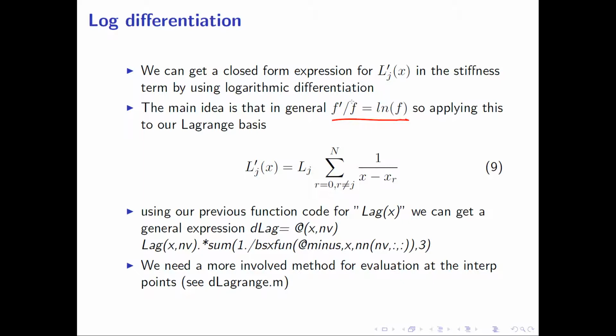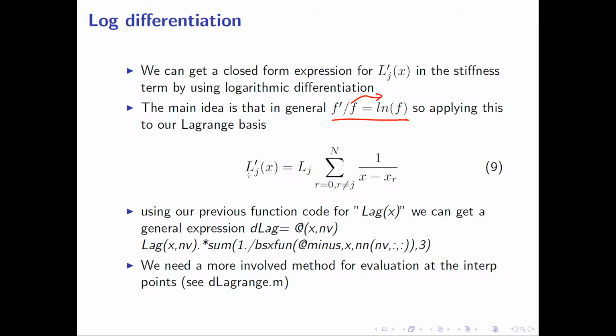However, we can solve this for f prime. So in other words, if we multiply by our function on the other side, we can get an explicit representation of the derivative of a function. And then it just so happens that the effect of the log on the product in the Lagrange basis allows us to construct a closed form expression.